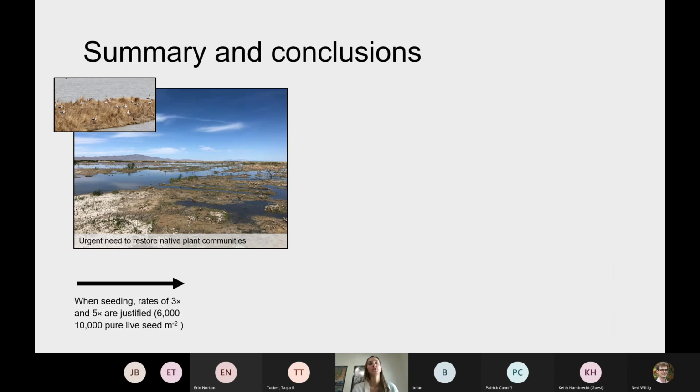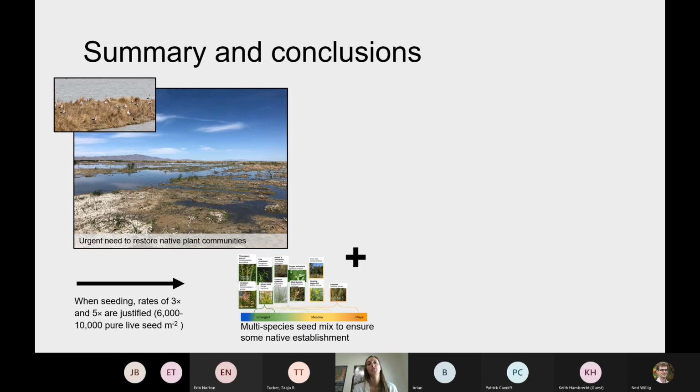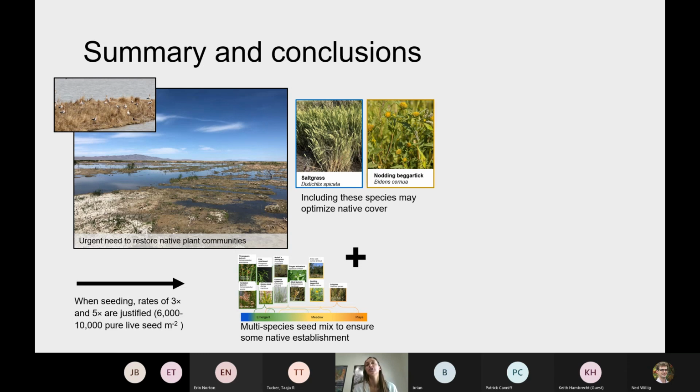So to wrap up all of this research for everyone, the scale of restoration and the need for restoration is quite large. And our research suggests that when seeding, rates of 3 and 5x are justified compared to that base rate or relying on passive recovery alone. Seeding a multi-species seed mix is one way to ensure some native species establishment, in particular, including the species that we know can help optimize native cover, like the saltgrass or the nodding beggar tick.